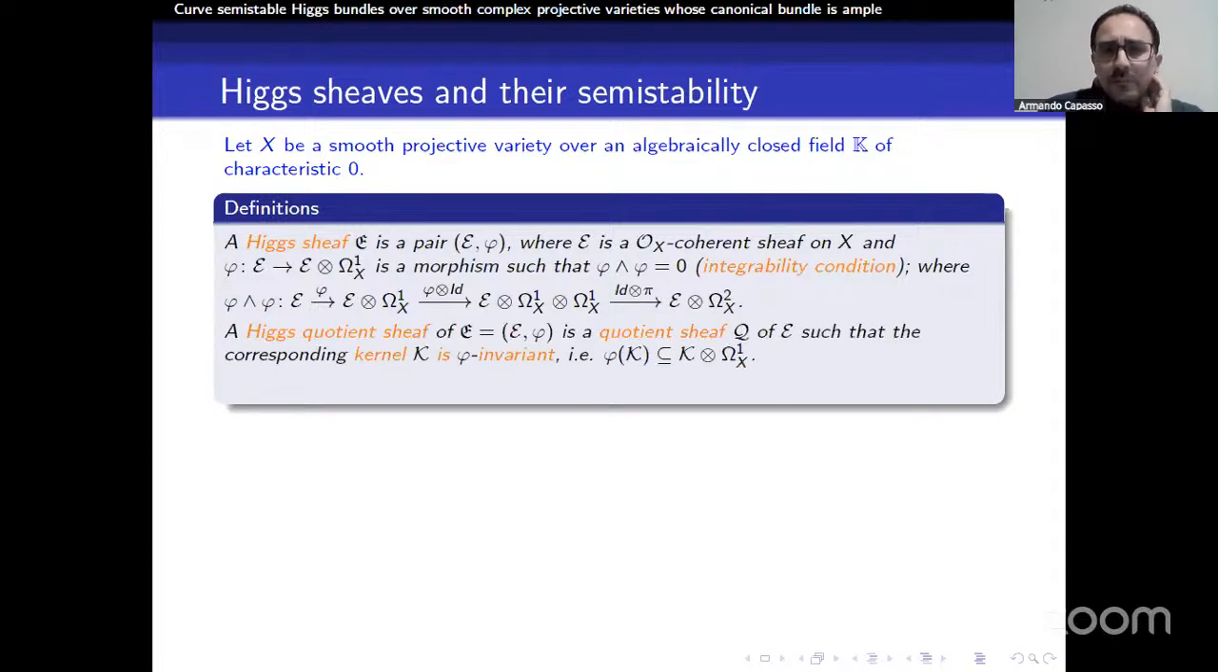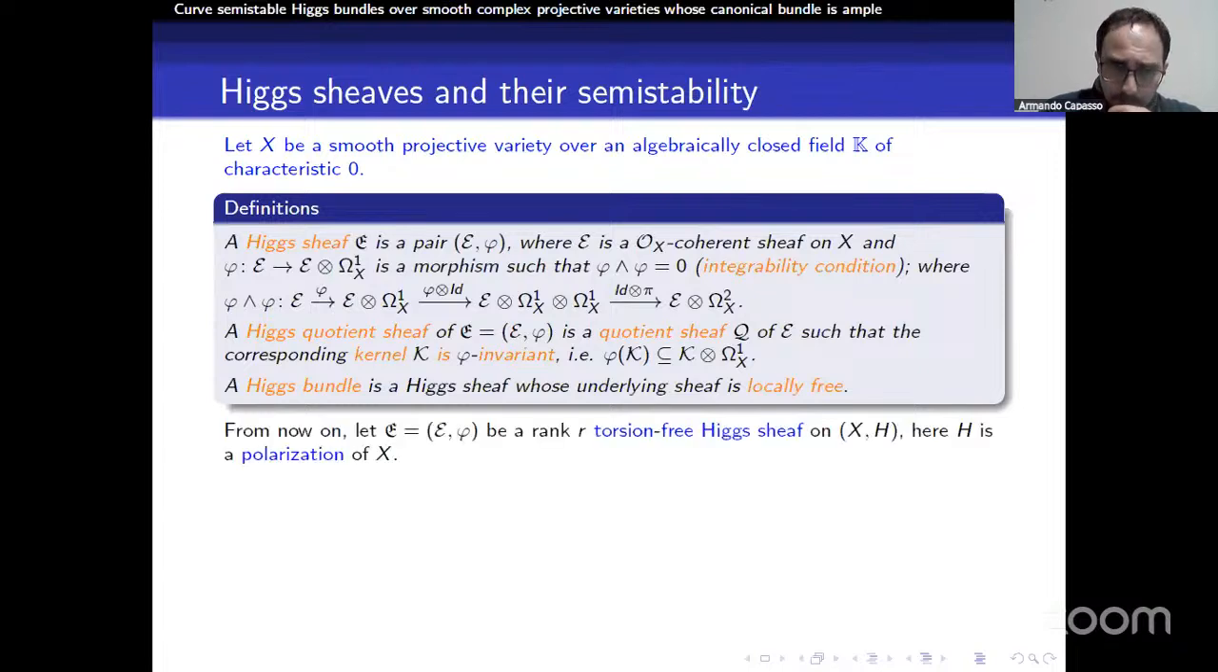A Higgs quotient sheaf of E is a quotient sheaf Q of E such that the corresponding kernel K is phi-invariant. I mean, the image of K is contained in K twisted by capital Omega 1 of X. And of course, a Higgs bundle is a Higgs sheaf whose underlying sheaf is locally free. From now on, let E be a rank R torsion-free Higgs sheaf on X. Here, H is a polarization of X.